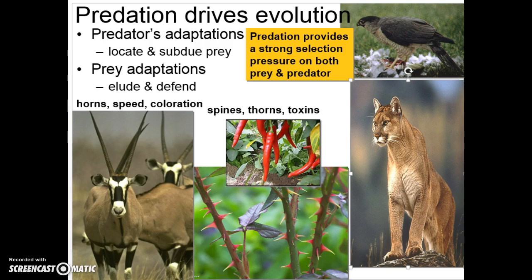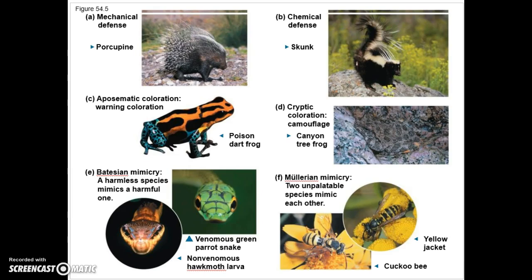Some other adaptations that prey are going to take advantage of are mechanical defenses, like a porcupine's spine, chemical defenses, like a skunk would have. There are things that we call aposematic coloration or cryptic coloration. Batesian mimicry and Müllerian mimicry are all different defense mechanisms that our prey can use to avoid being eaten. So let's look at those more closely.